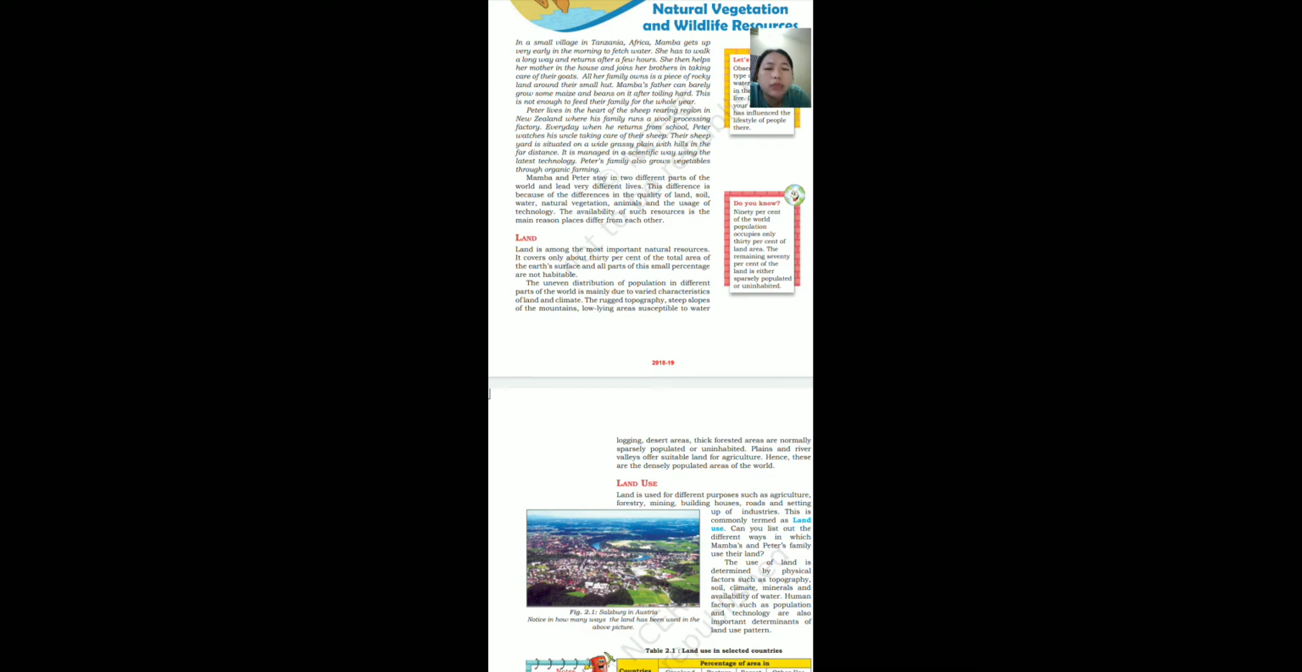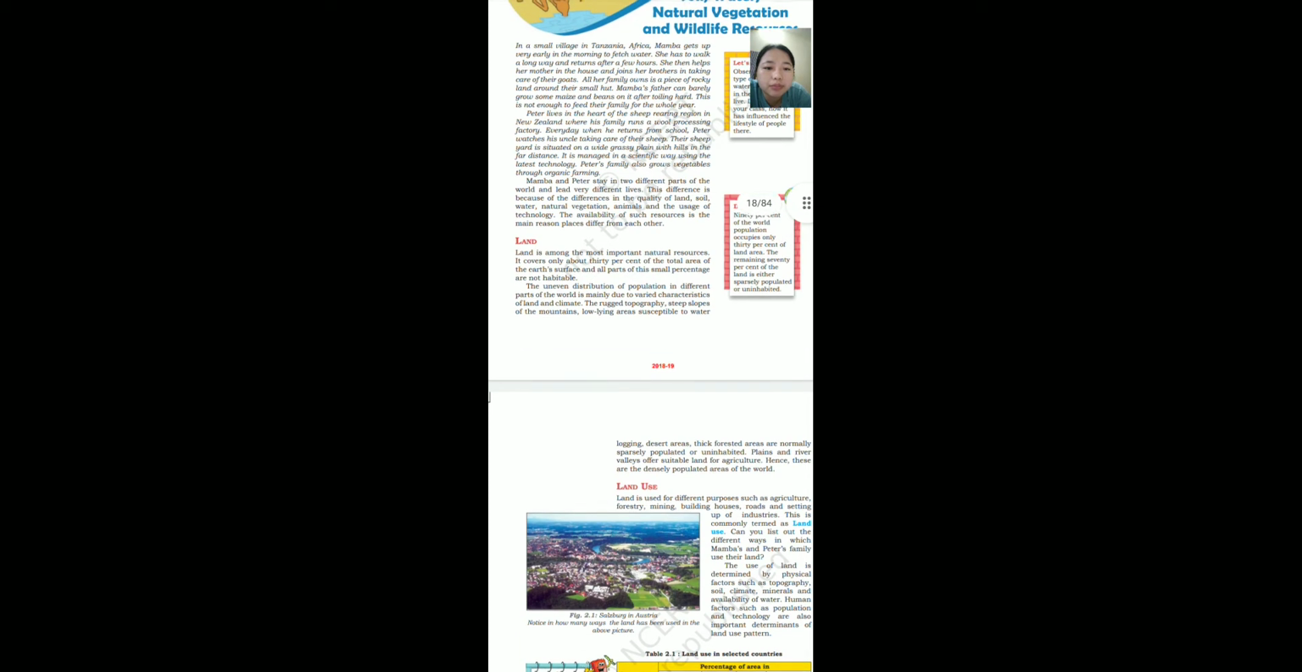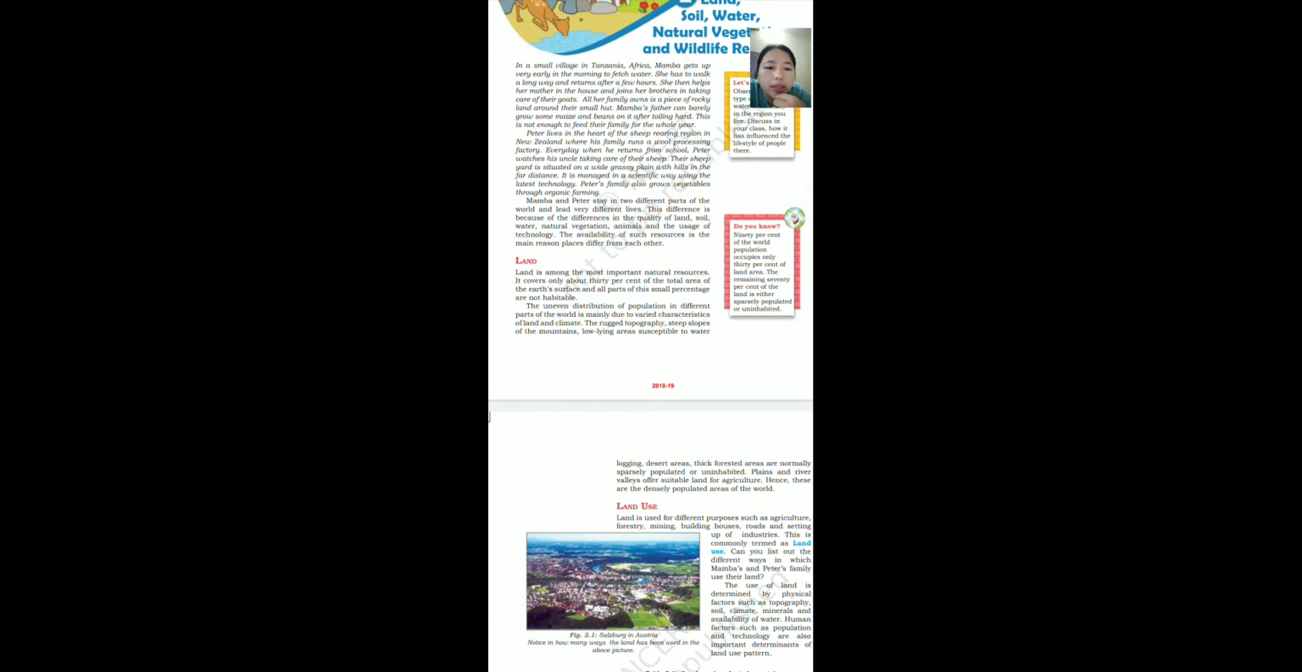Do you know what land is? It is the solid surface of the earth where we stay, where we build our home, construct roads, cultivate, etc. And it is also one of the most important natural resources. Here it is given that only 30% of the land area is covered by 90% of the population.